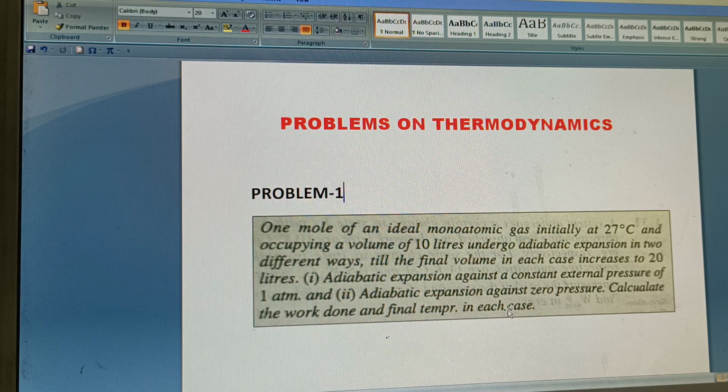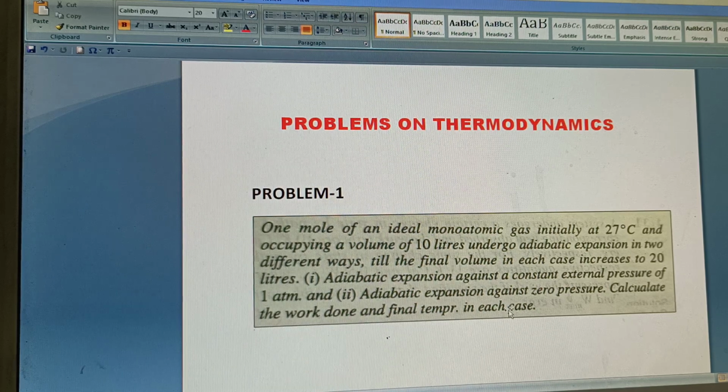Okay, so what are the cases? Number 1, adiabatic expansion against a constant external pressure of 1 atmosphere, and number 2, adiabatic expansion against zero pressure. Calculate the work done and final temperature in each case.